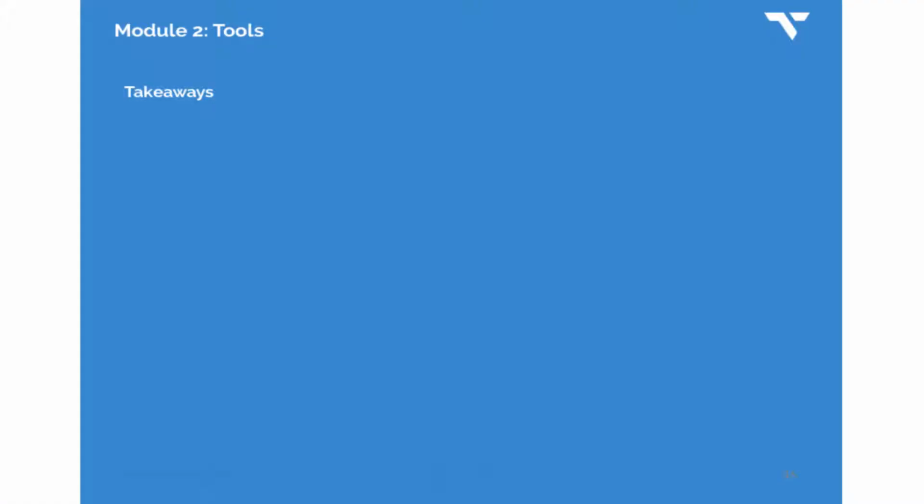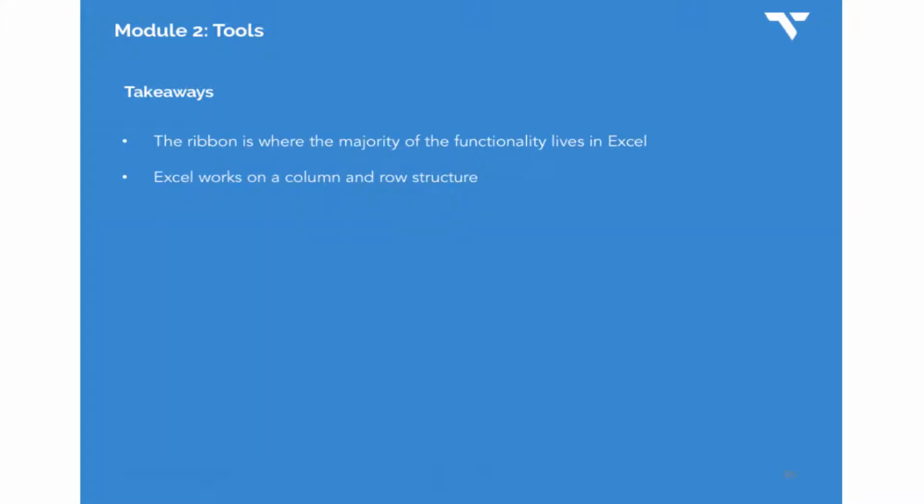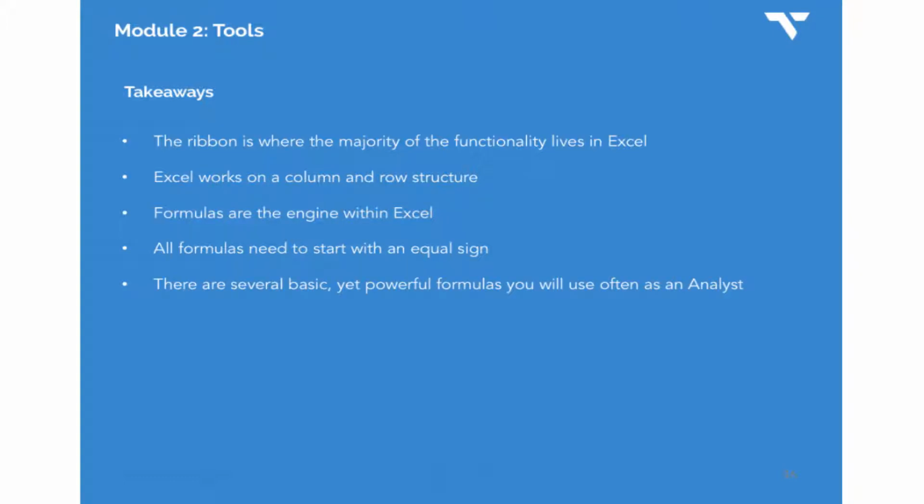All right, so let's recap this lesson. What did we learn? So we learned that the ribbon is where the majority of the functionality in Excel lives. And we learned that Excel works on a column and row structure. We also learned that formulas are the engine within Excel, and that all formulas need to start with an equal sign. We also learned how to use a few basic yet powerful formulas in Excel that you'll likely use on a daily basis as an analyst.